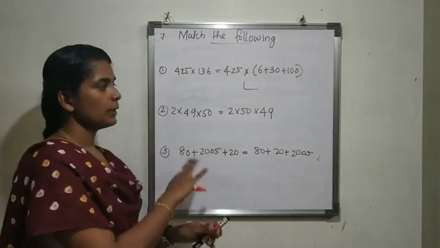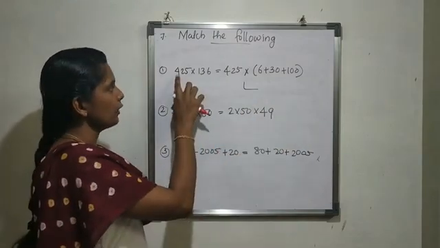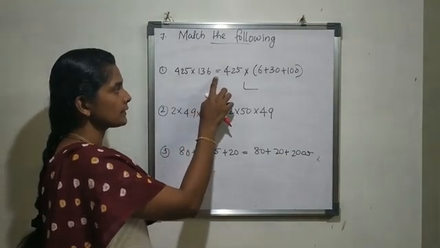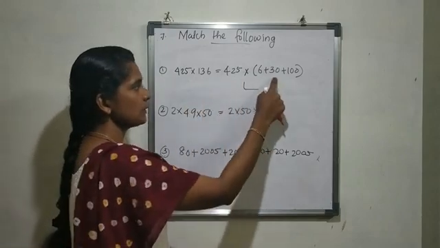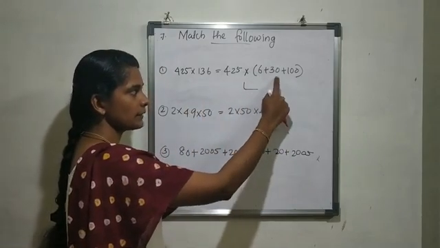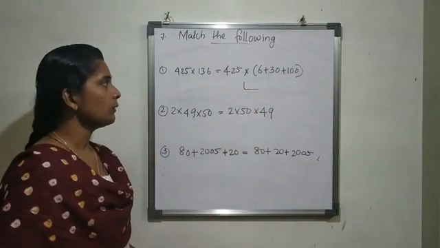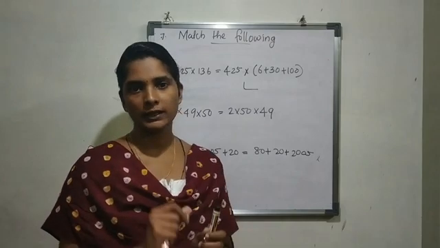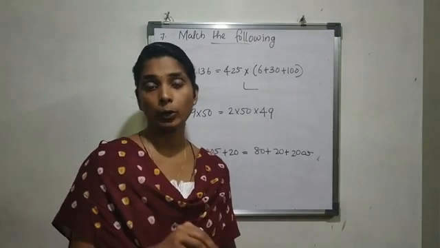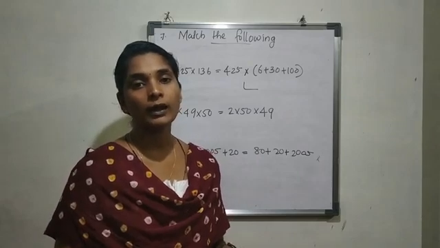Let's name these properties. Which property is this? 425 into 136 is equal to 425 into 136 splitted. That is 6 plus 30 plus 100. 6 plus 30 is 36, plus 100 is 136. 136 is splitted as 6 plus 30 plus 100. Which property is this? This is the distributive property of multiplication over addition.